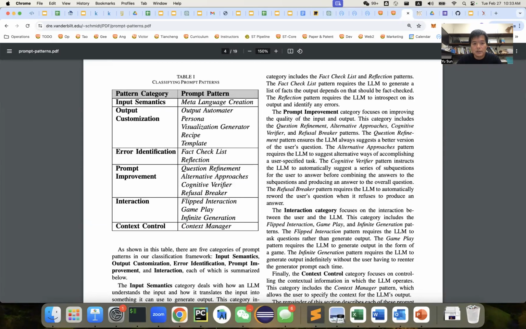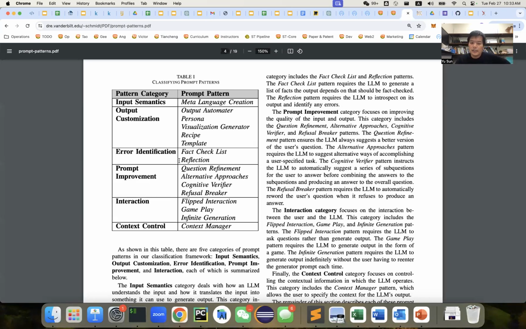Where is that one? Okay, so they have a persona pattern, but there should also be an audience pattern. For example, some of the patterns help you get your output in a more customized way. Some of the patterns help you improve your prompts, and some help you identify errors. So they have different purposes. That's how they classify these patterns.